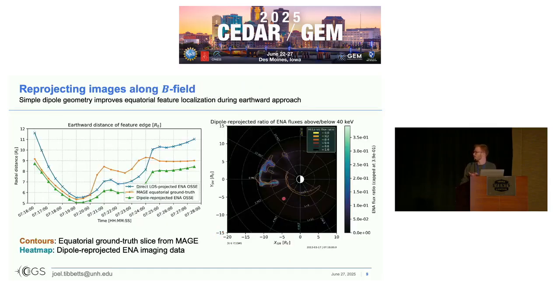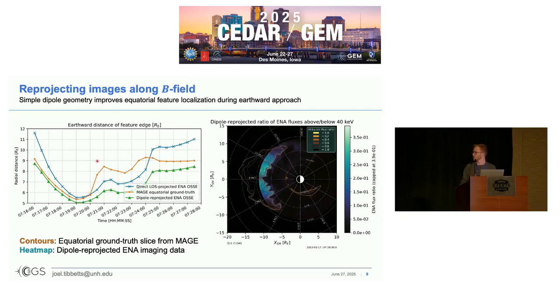And so here's an example of how well that works. This is a very simple approximation, and of course, further in the tail, you're going to have much more stretched field lines, but you can see that just playing this video back with the same contours from before, but with the blue pixels all reprojected based on this dipole line of sight tangency, the overall match between the ground truth contours and the blue pixels from the imager is far better.